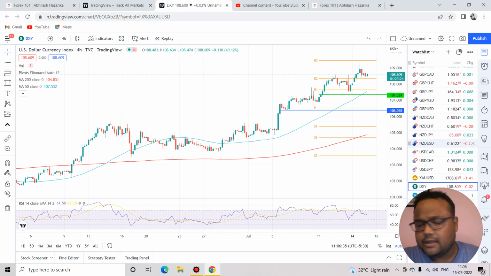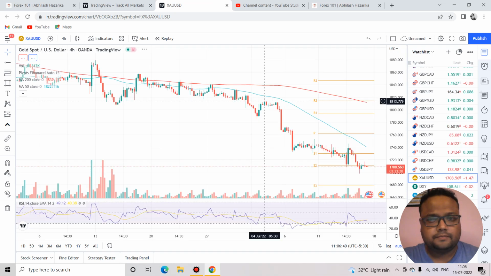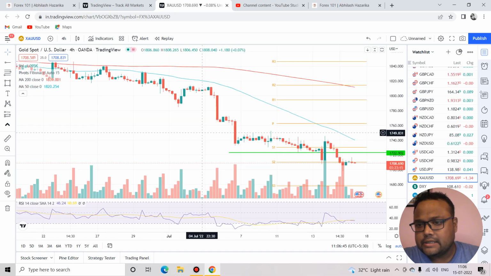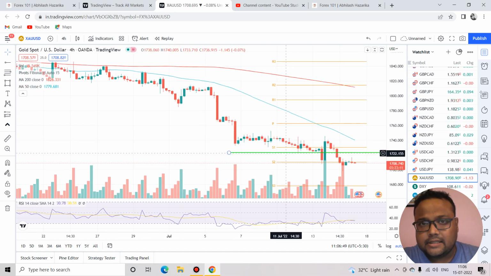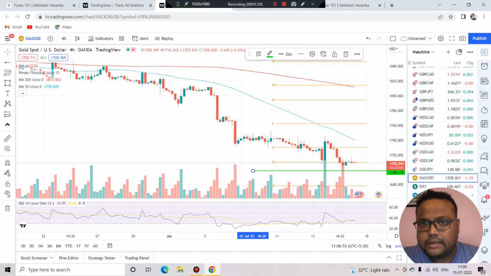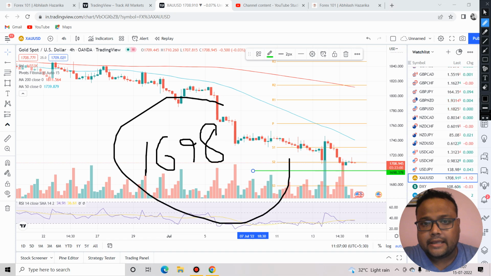Now let's have a look at the chart of gold USD. So here is our beloved gold, and as you can see, right now the market is standing at 1708. This is the current market price here. So yesterday it made a low of 1698.